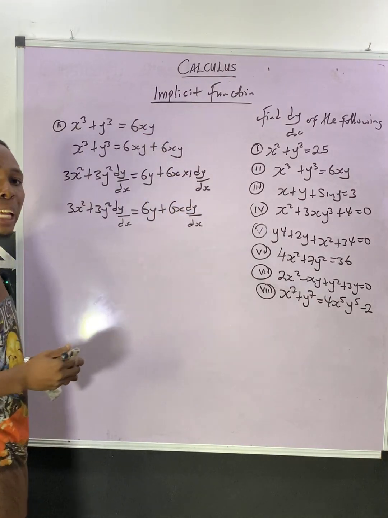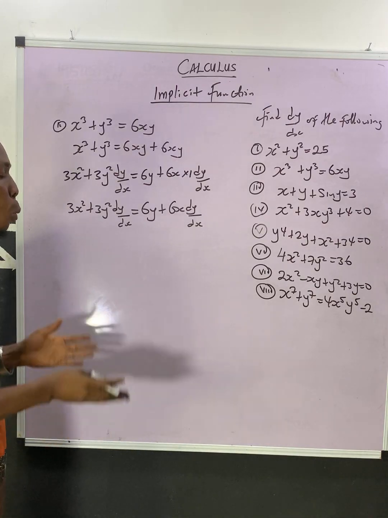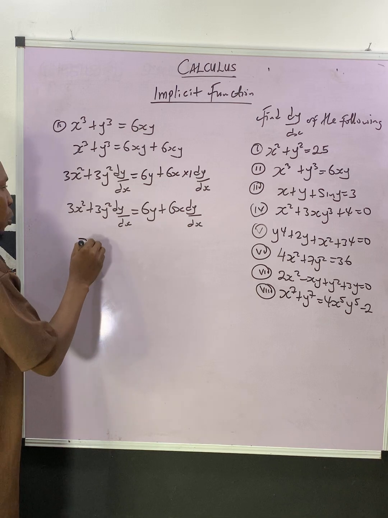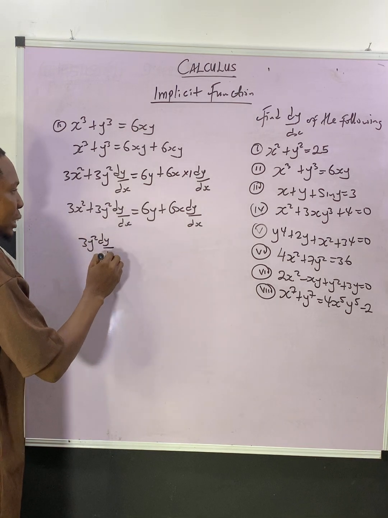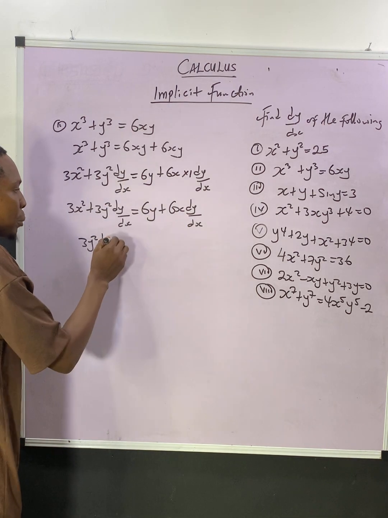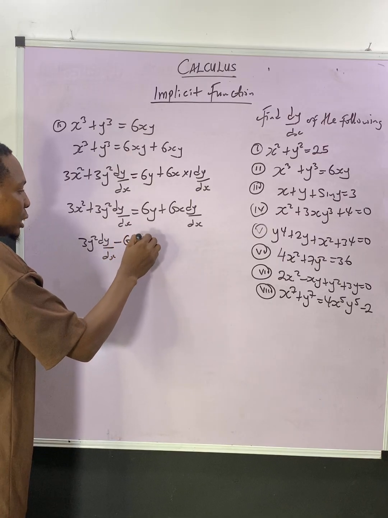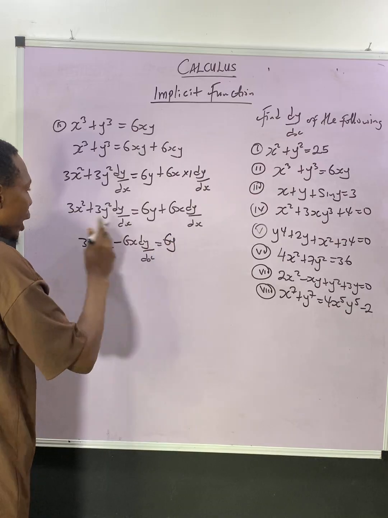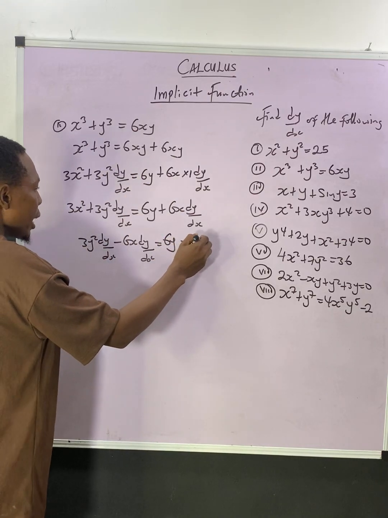So what do you do? Collect like things. All the ones with dy dx will move to one side, without dy dx will move to the other side. So here we have 3y squared dy dx. If this one is crossing the equality sign, it becomes minus 6x dy dx. Then equals to, here we have 6y. If it's crossing, minus 3x squared.